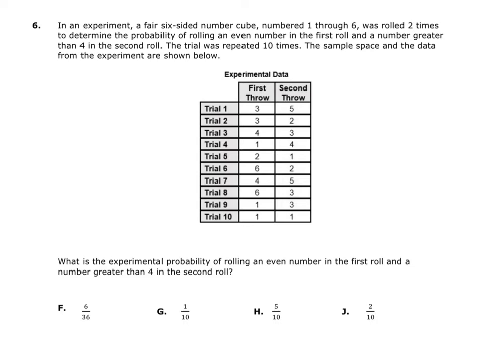Number 6 says, in an experiment, a fair six-sided number cube numbered 1 through 6 was rolled 2 times to determine the probability of rolling an even number in the first roll and a number greater than 4 in the second roll. The trial was repeated 10 times. The sample space and the data from the experiment are shown below. What's the experimental probability of rolling an even number? So an even number on the first roll, so let's go and circle those.